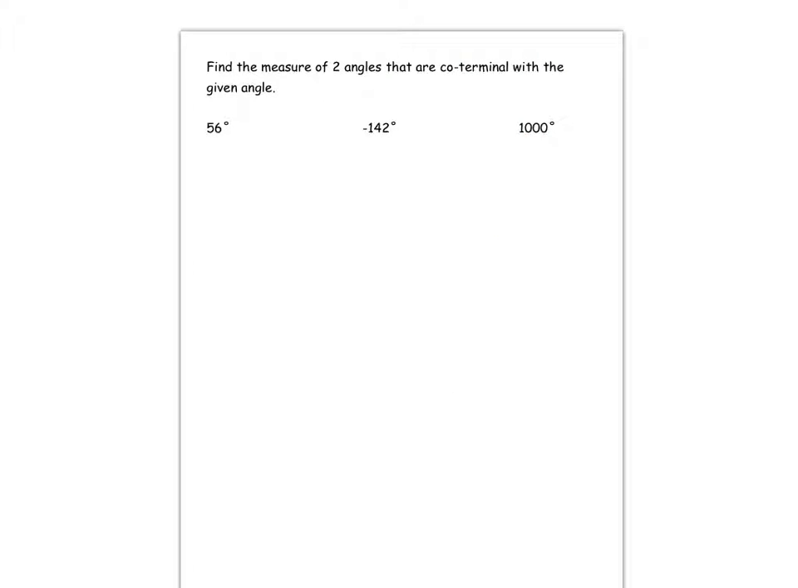All right, last type of problems for this, without even drawing, of course, you can find coterminal angles. Find the measure of two angles that are coterminal with the given angle. So remember, any time you take a lap around the circle, you end up with a coterminal angle. So to do this, you either add or subtract 360 two times. You can do one add, one subtract. You can add twice. You can subtract twice. There's lots of right answers to these problems.